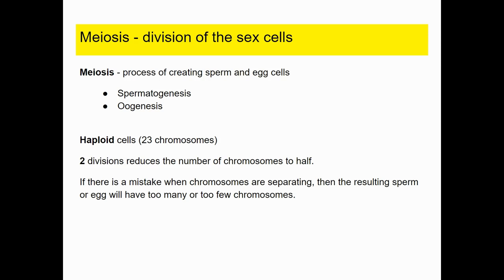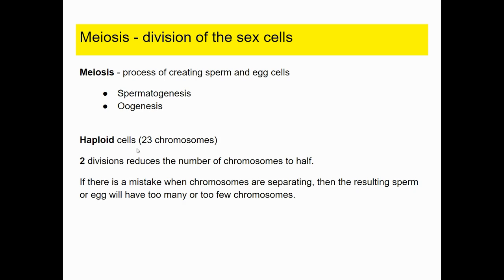For meiosis, you're going to take one cell and you're going to divide it into, eventually, 4 genetically different cells. And they're always sex cells. Mitosis is always body cells. So, meiosis is the process of creating sperm and egg cells. It's called either spermatogenesis if you're a boy or oogenesis if you're a girl.